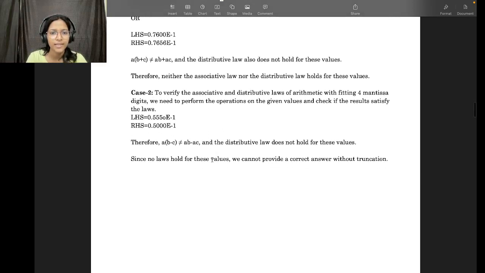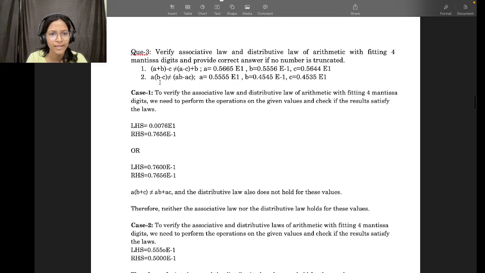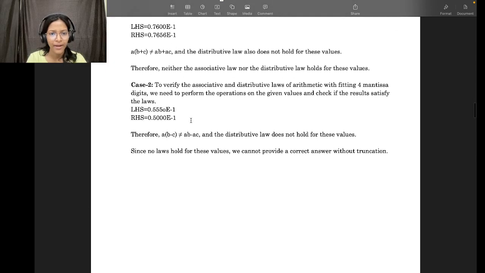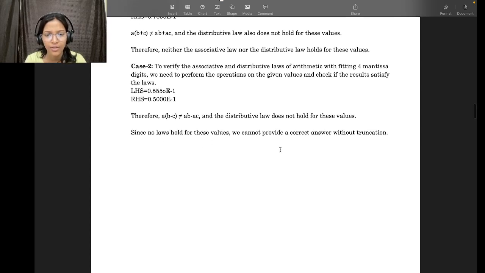Now coming to case two, when we put all the values in the given formula, that is a into (b minus c) is equal to ab minus ac, we will find that again the values are not equal at the LHS and RHS, so it will not follow the distributive law. So since no law holds for these values, we can provide a correct answer without truncation.